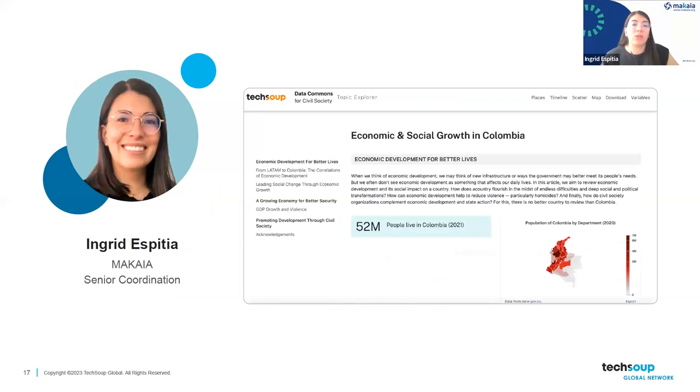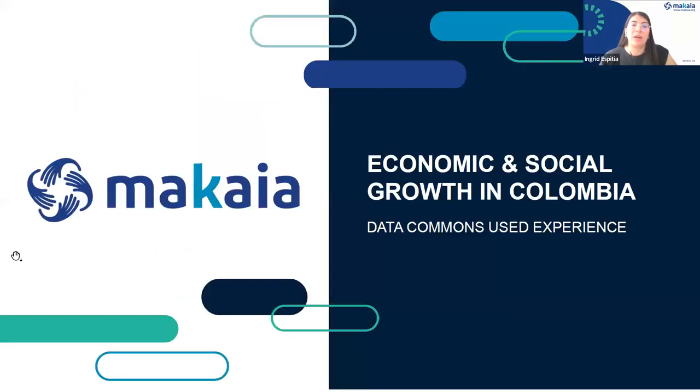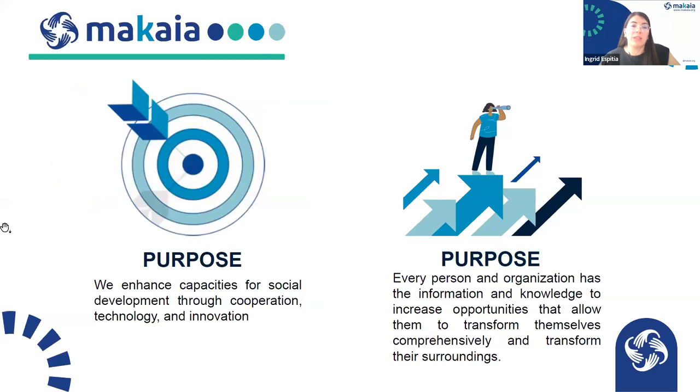First of all, I would like to talk a little bit about Micaiah and tell why we entered a partnership with TechSoup to talk about telling stories of data. Micaiah's part receives enhanced capacities for society and developed that through three things: cooperation, technology, and innovation. We believe that technology is a strong platform and tool to get into innovation and cooperation between the civil society organizations in the whole of Latin America. We see this as an increase of opportunities for them to transform and, of course, be a part of the transformation of their surroundings and context.